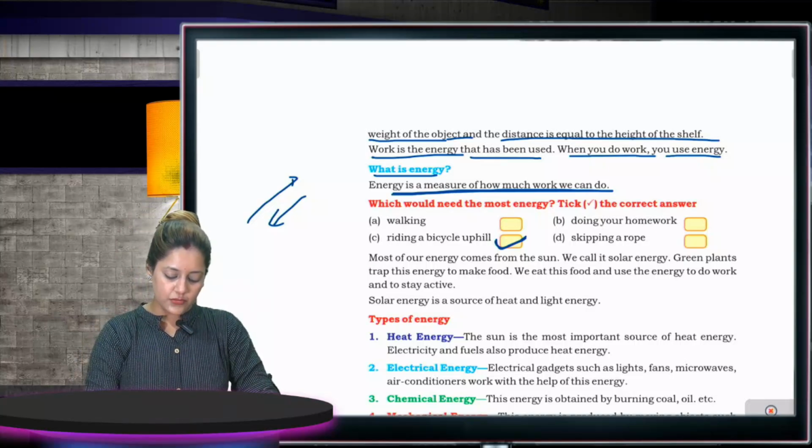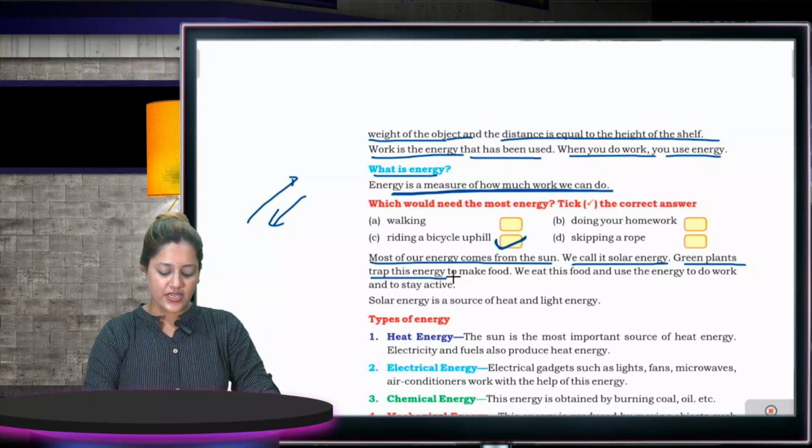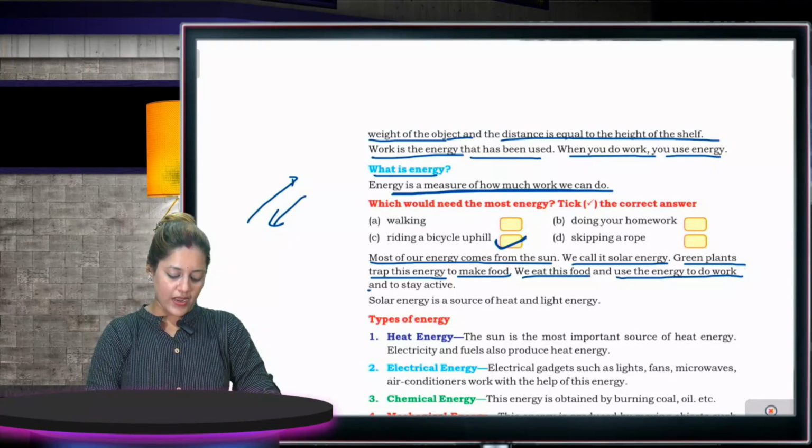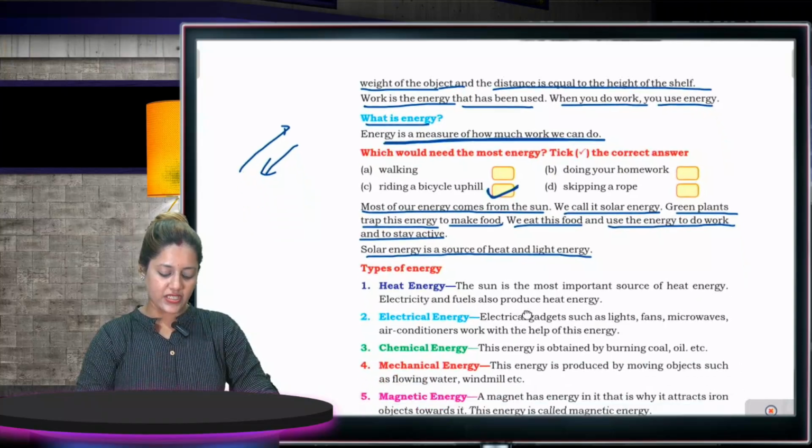Most of the energy comes from the sun. We call it solar energy. Green plants tap this energy to make food. We eat this food and use the energy to stay active. Solar energy is a source of heat and light energy.